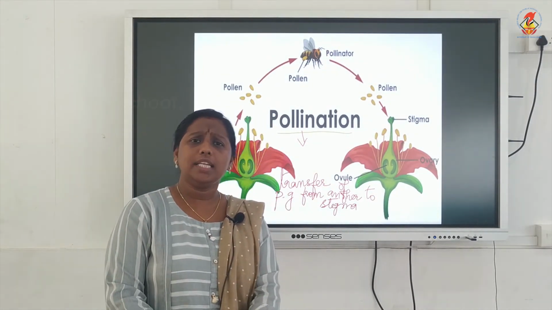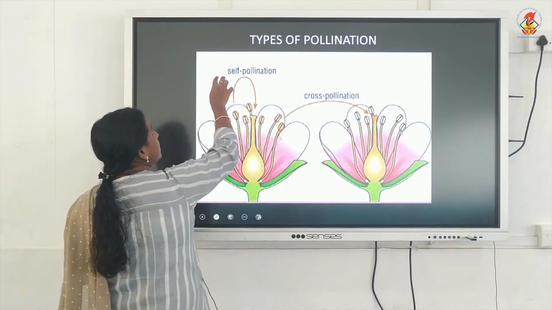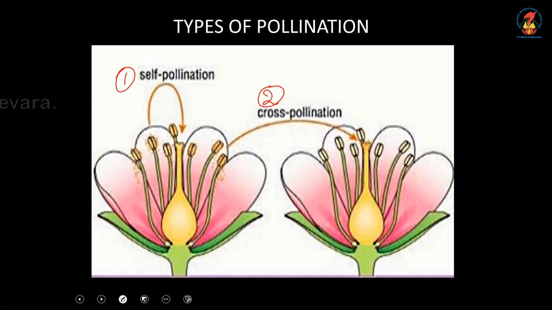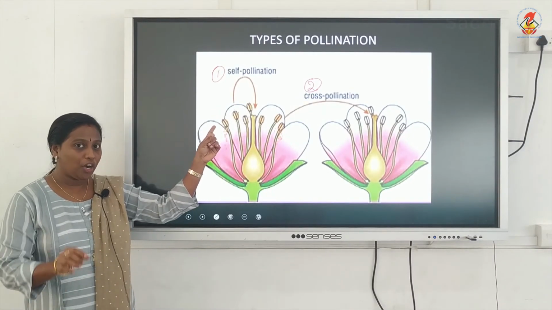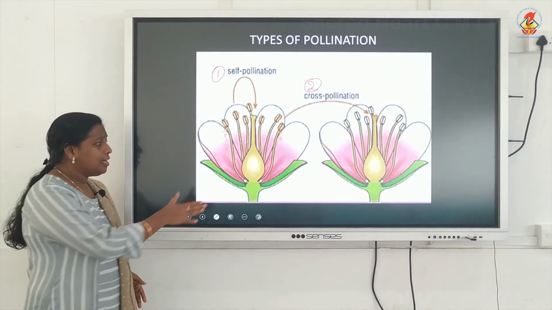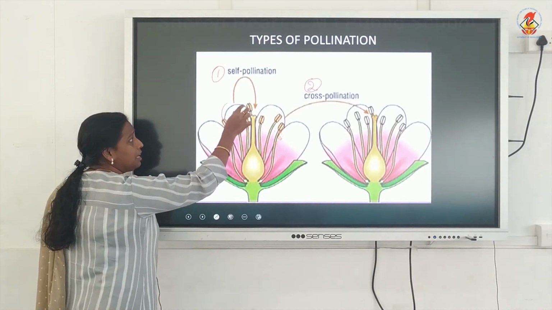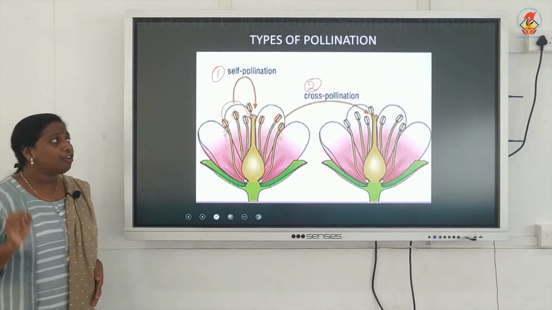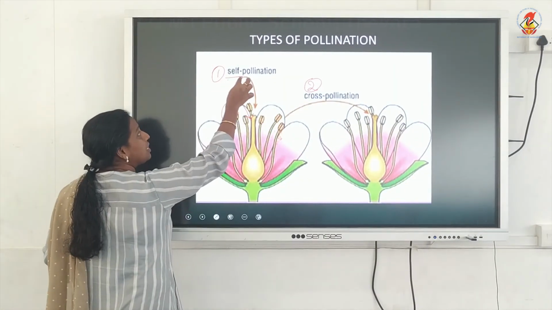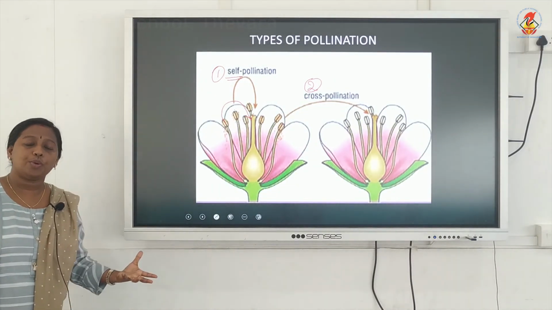Okay. Now, pollination is of two types. Which are they? Number 1, self-pollination. Number 2, cross-pollination. If the pollen grain from the anther comes and falls on the stigma of the same flower, so this is one flower, the flower is having anther and stigma, the pollen grains coming and falling on the stigma of the same flower. You call this as self-pollination. Clear? The pollen grains are not going to any other flower.